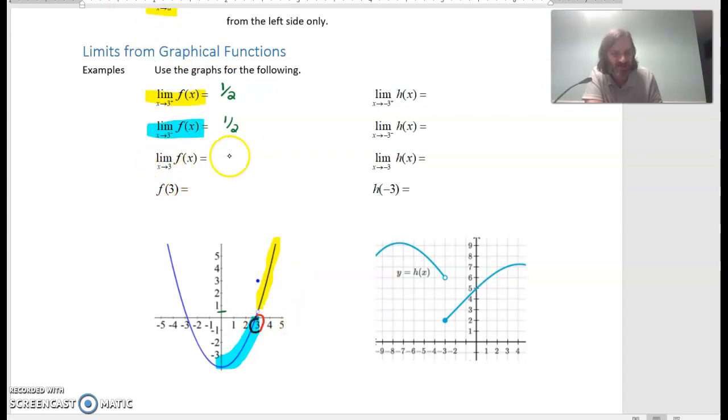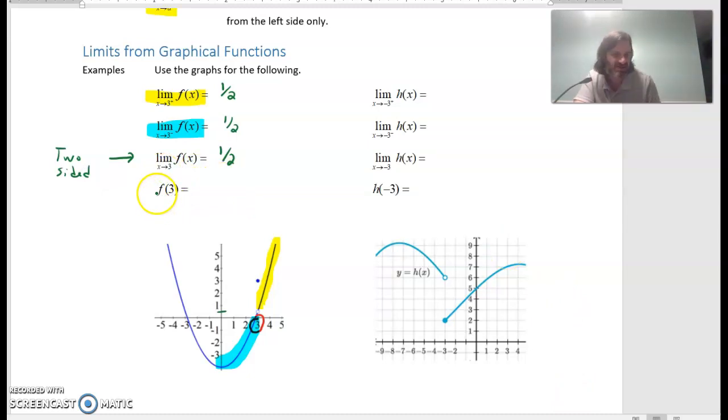that gives me 1/2. So the idea is that we can't have one person walk in from the right and another person walk in from the left and expect different things. Independently they can, but when we get to the two-sided, it must match. So if the left and right don't match, the two-sided doesn't exist.